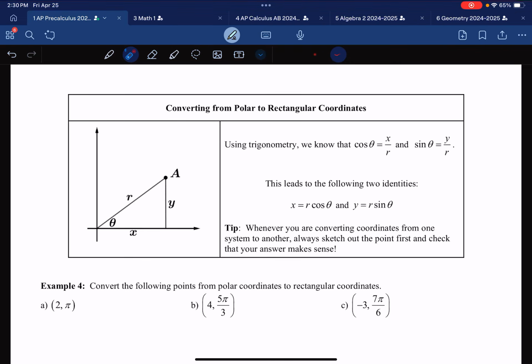Watch this. From our original definition, cosine is x divided by the radius, and sine is y divided by the radius. So if I want to solve for the radius, I can solve for x and solve for y, because those are the things that we want, right?